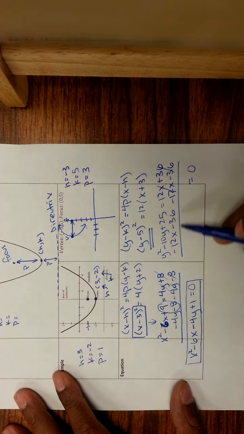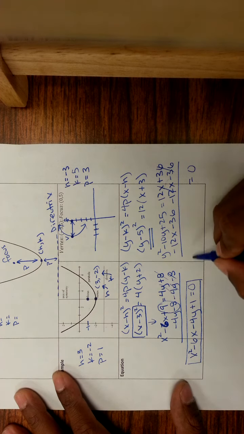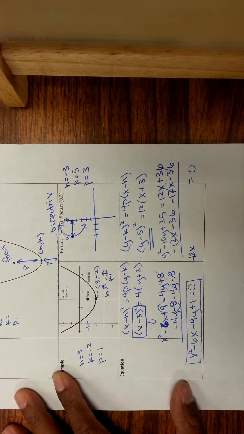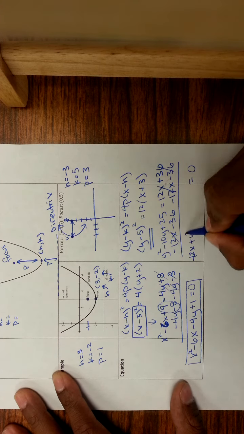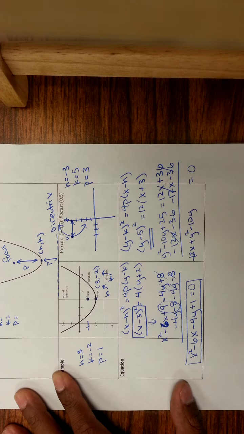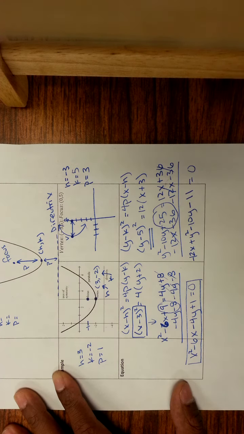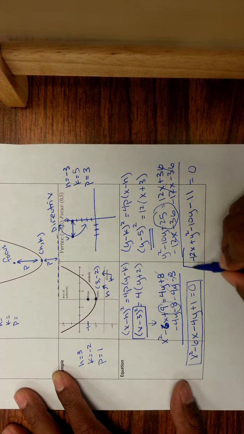Left-hand side, again, let's arrange it so that the x's come first. So we have negative 12x, plus y squared minus 10y. We can combine the 25 and the 36. We could call that negative 11. And here is our equation in quadratic form.